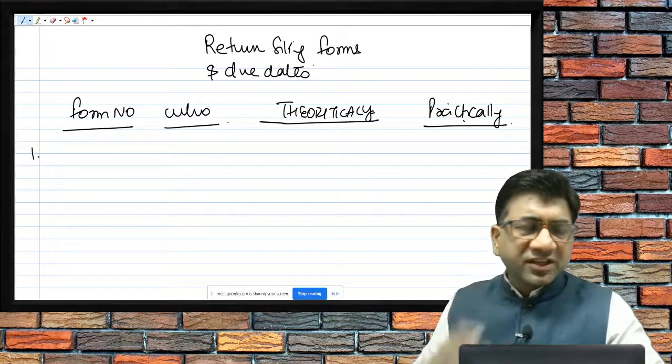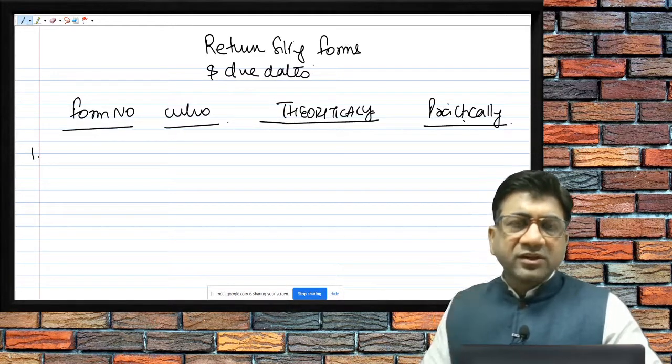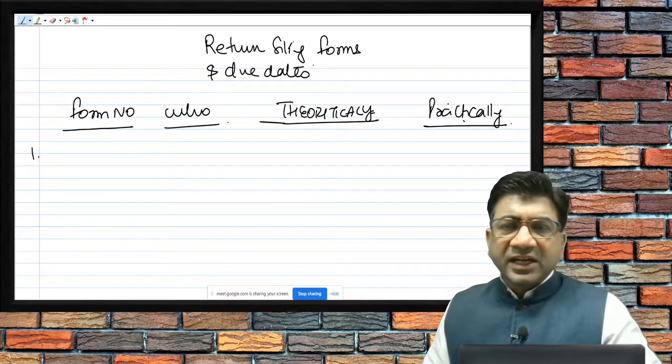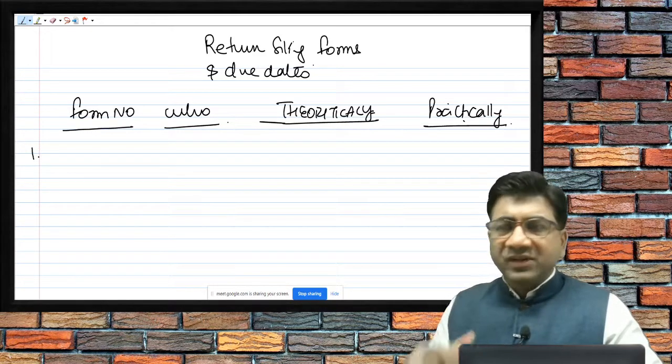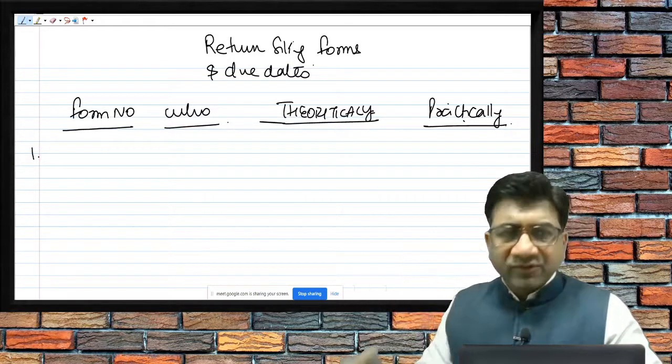That was 36 returns in a year along with the annual return. So that was 37 returns. And that was too cumbersome for a person every time sale purchase. Now government has modified the return filing system.